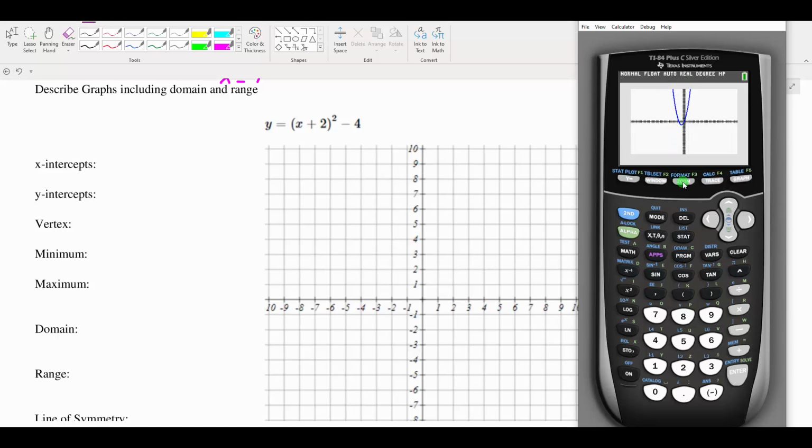So what I'm going to do is hit the zoom button, and then option 6, which standardizes my screen to a 10 by 10 viewing window. This should be appropriate for our parabola. There we go. So there is our parabola, and we want to graph this thing.